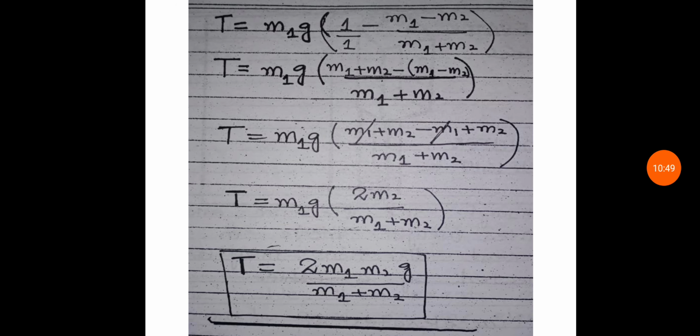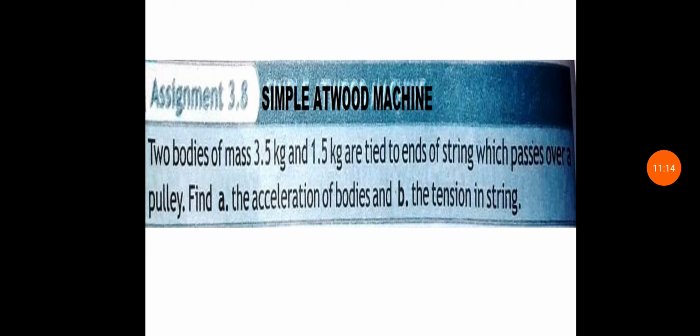Now, by multiplying m1g with 2m2, we get 2 m1 m2 g divided by m1 plus m2. So, it is the simplified value of the tension. Now here we also have an assignment which is related to the topic of Atwood's machine, and this is assignment number 3.8 in your book at page number 88.